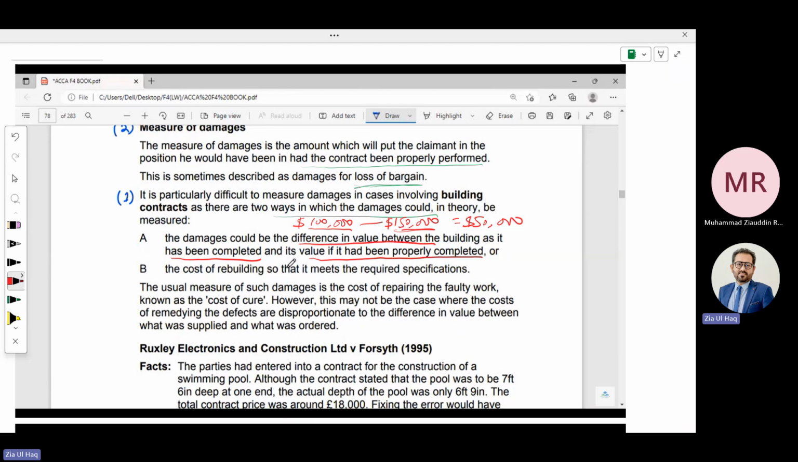If you complete 90%, then we need to see what is the value of 90%. Okay. Suppose it is 130,000. What is the value of 100%? 150,000. So the remaining will be damages.